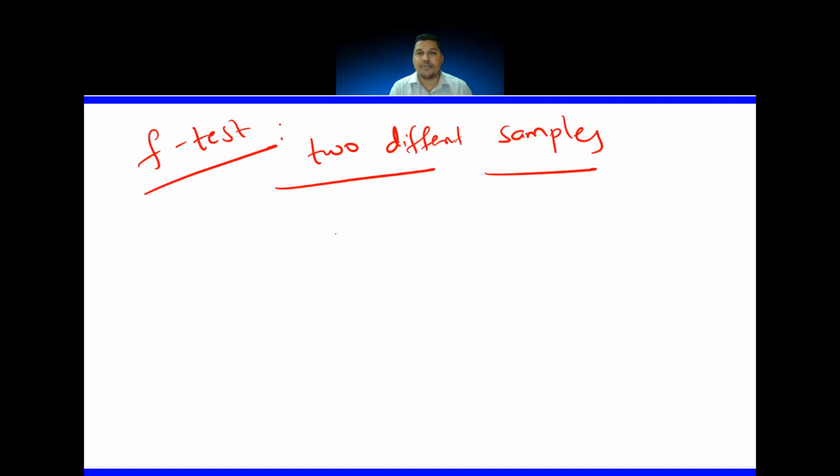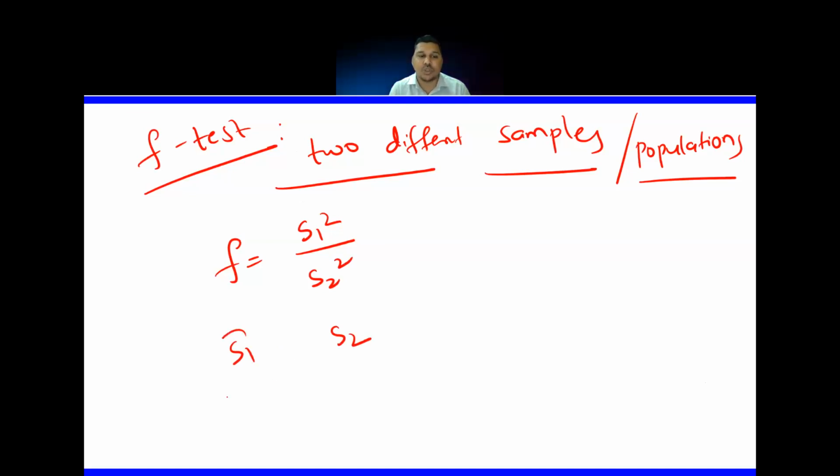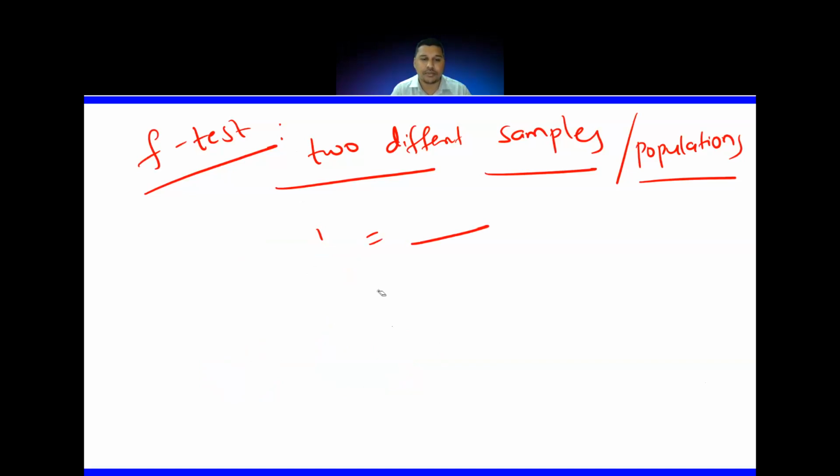Okay, how to calculate this? Between two different samples or two different populations as well. So the equation for F is nothing but S1 square by S2 square. So you have two samples S1 and S2. You know the variance of S1, you know the variance of S2. Just divide it, S1 square by S2 square. You get a number here. That is F calculated.